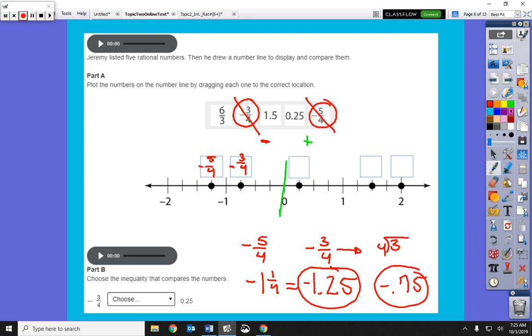Let's go to our green now. Now, our positives. We know that further to the right of 0, the larger you get. Well, I want to think about money. We have 1.5. I could always add a 0. 25 hundredths. That's similar to 25 cents.